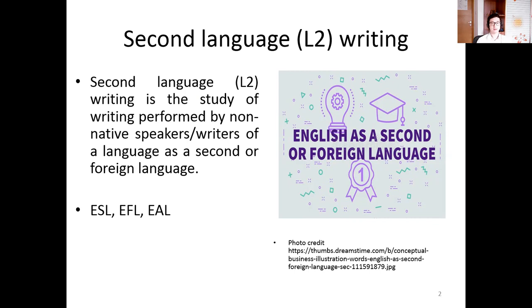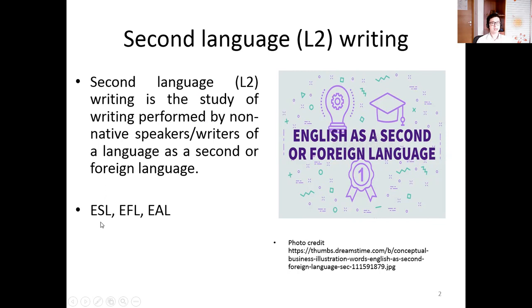Second language writing is further complicated by issues such as proficiency in the target language, first language literacy, and differences in cultural and rhetorical expectations in the target language. In recent years, there has been a growing body of research on ESL, EFL, and EAL writing. So what do they stand for?